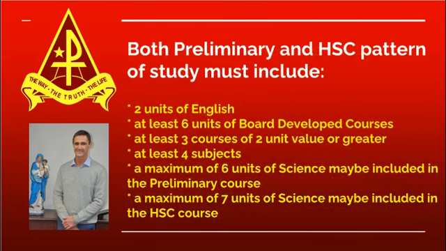Both the preliminary and HSC patterns of study must include 2 units of English, at least 6 units of Board Developed courses, 3 courses of 2-unit value or greater, at least 4 subjects, and a maximum of 6 units of science for the preliminary course and a maximum of 7 units of science in the HSC course.